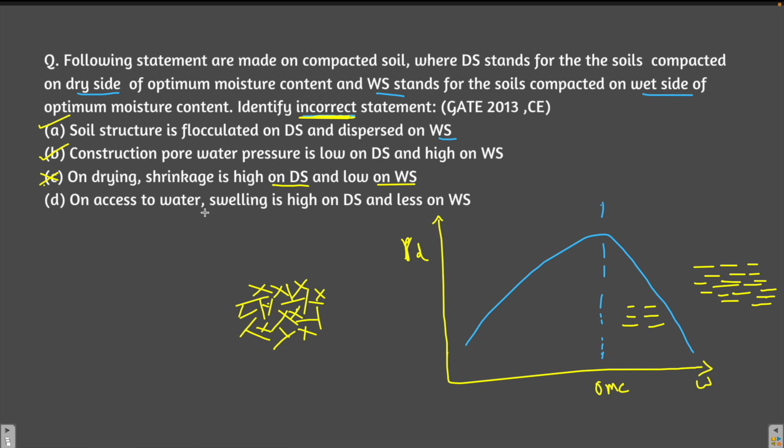On access to water, the swelling is high on the dry side. The dry side can absorb more moisture because it has a lack of moisture. It can absorb more moisture, so it will swell more, and the wetter side of this soil already has more moisture and has less absorption capacity, so it will swell less.